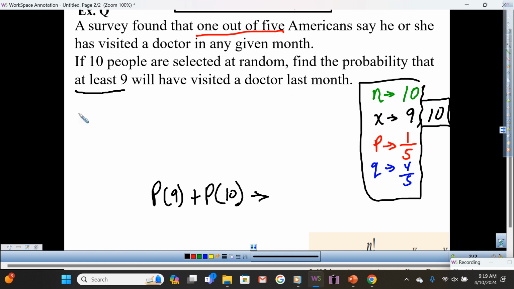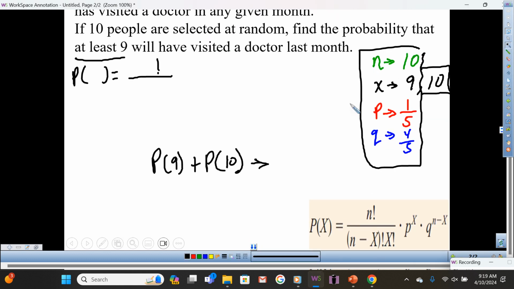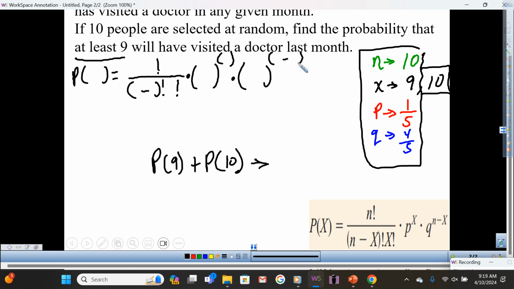Does that make sense? All right, so therefore, let's get our formula. P blank equals blank factorial over blank minus blank factorial, times blank exponent times blank to the blank minus blank exponents. So let me move this down a little bit.